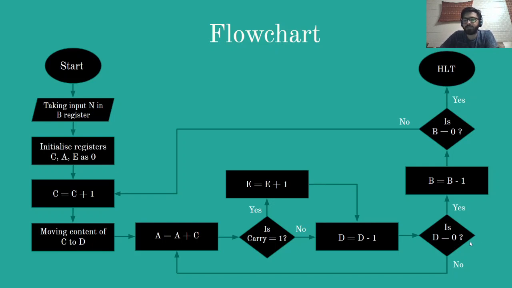After checking if D is 0, we will decrease the value of B by 1. We are doing this so that we run the whole loop n number of times. For example, the value will start with 1, as C was initially 0. C will increase here by 1, and then 1 square will be added to the accumulator A. Then we will check if B is 0, and we know that B is not 0 at this step.